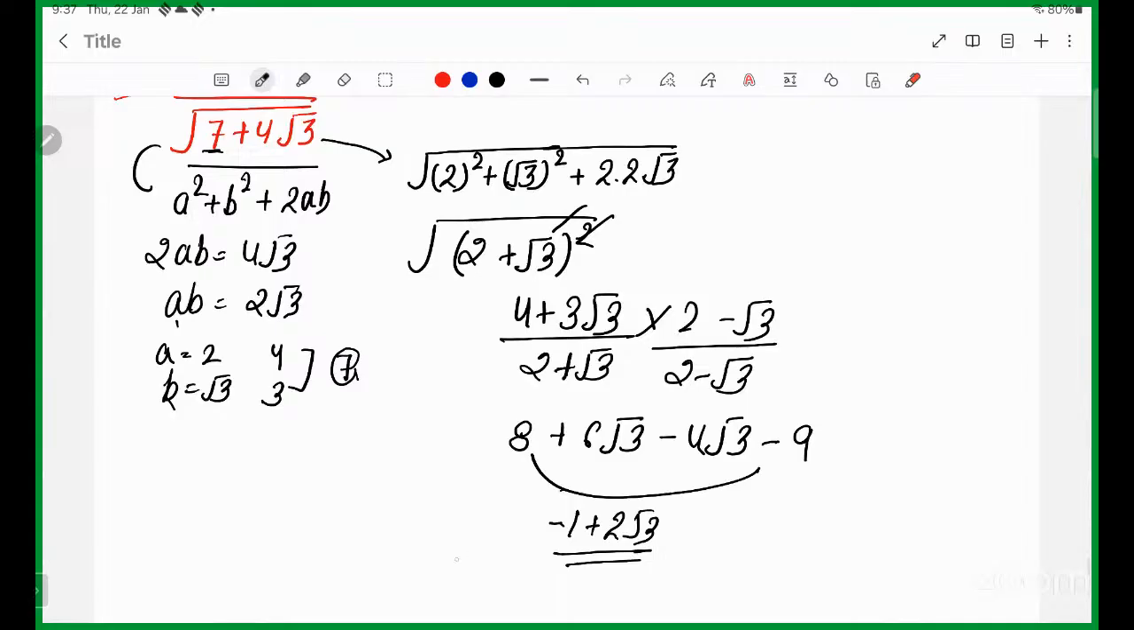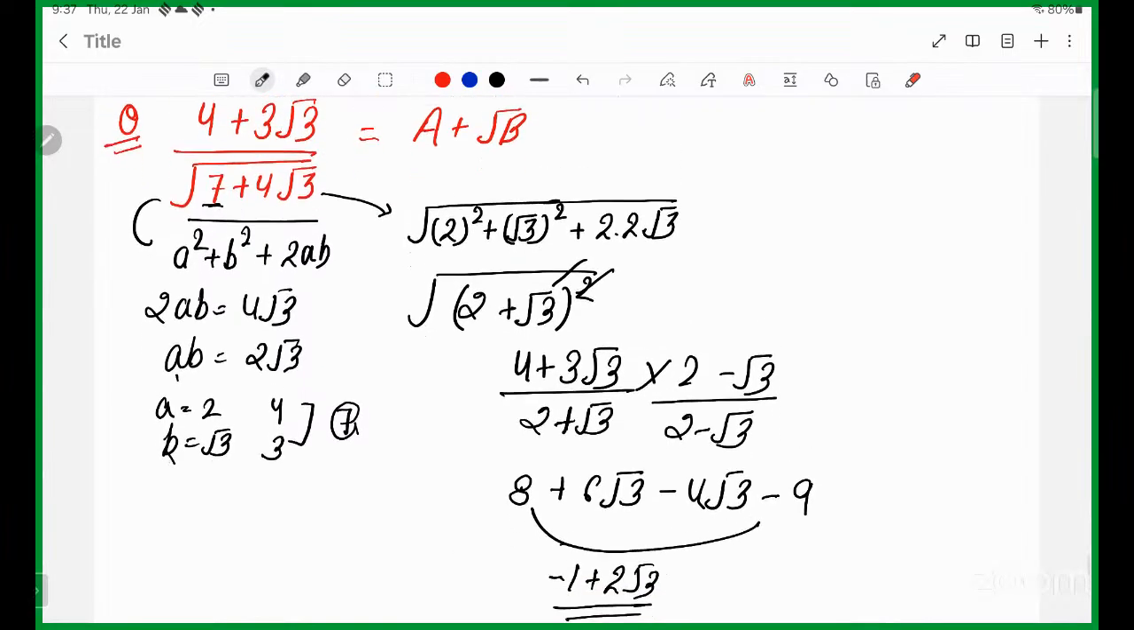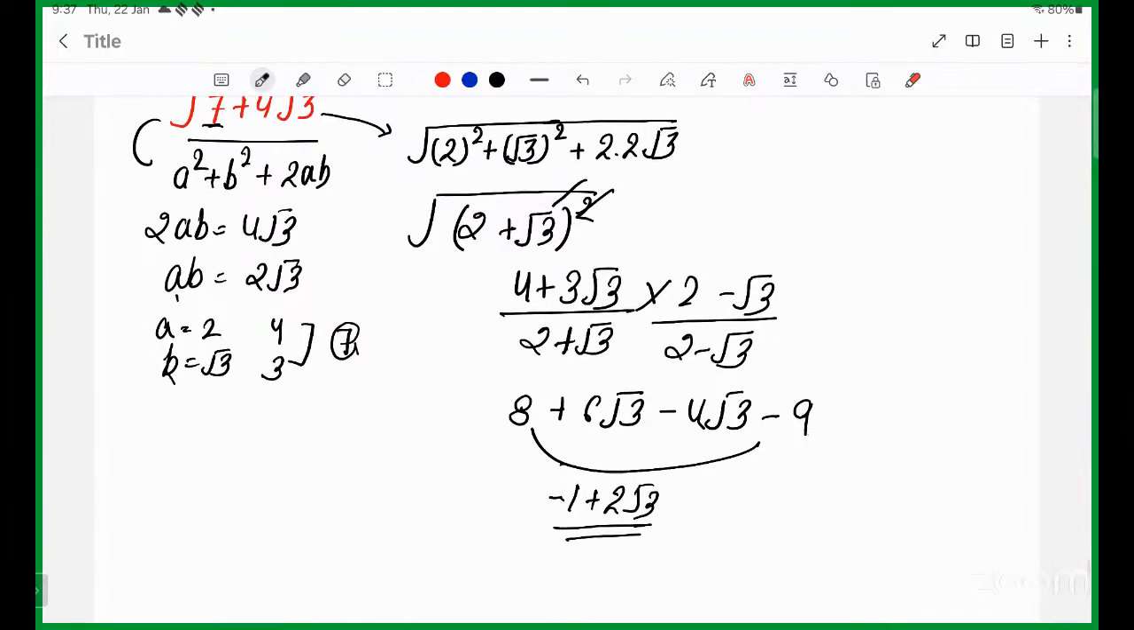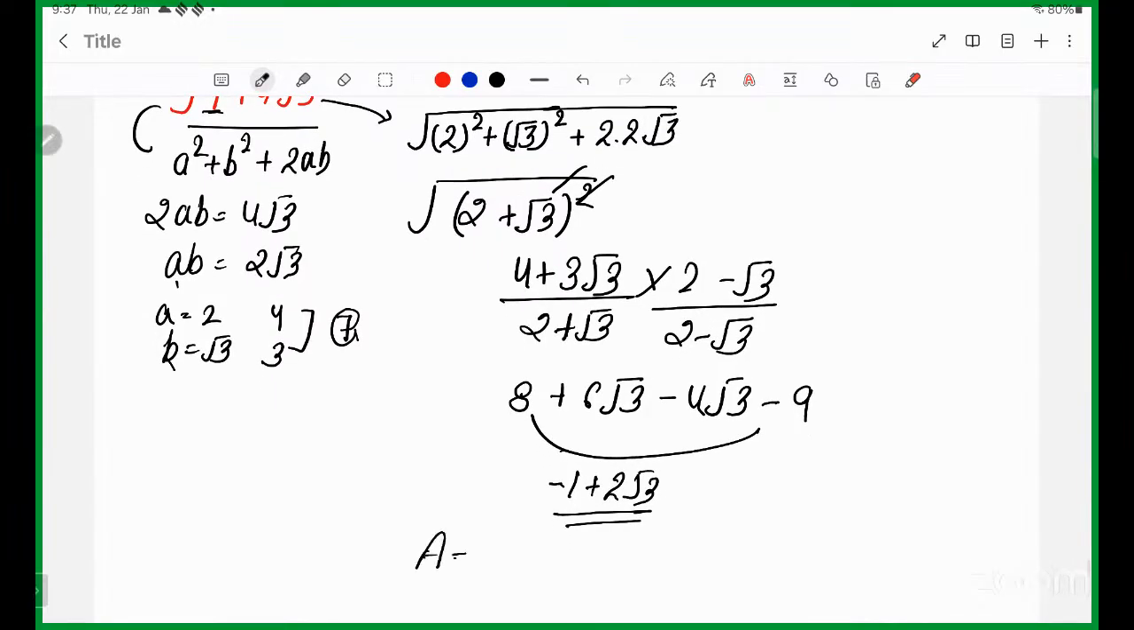Value of a will be minus 1 and value of b will be, what can I write? It is in the root, so it will be root 12.